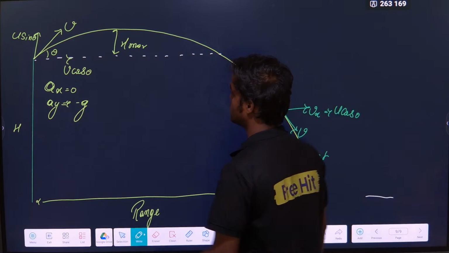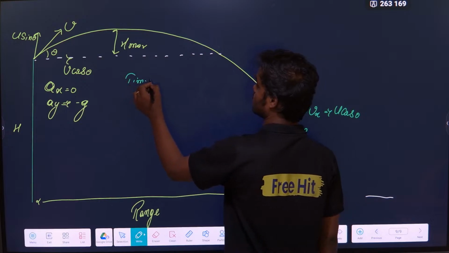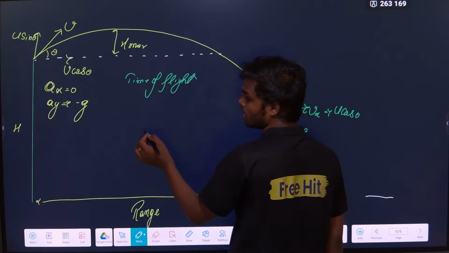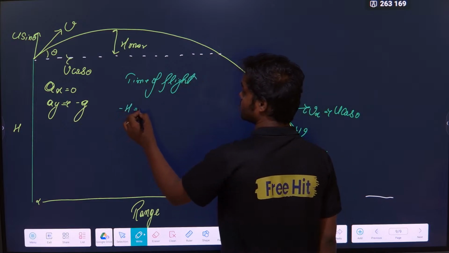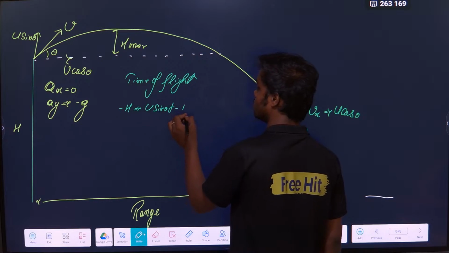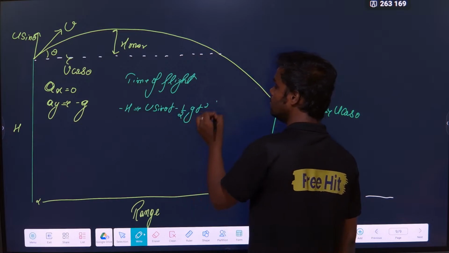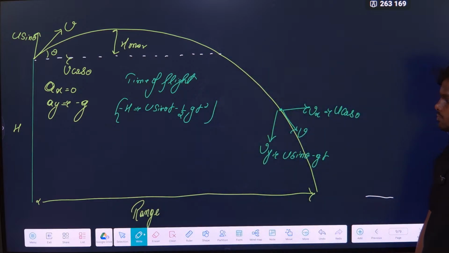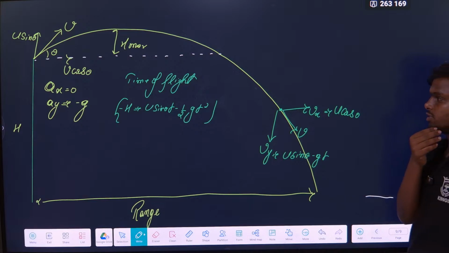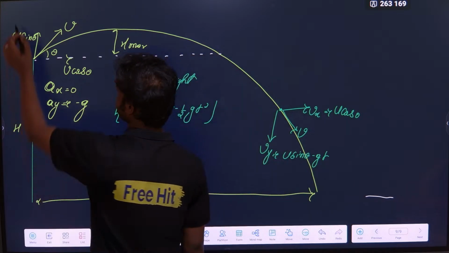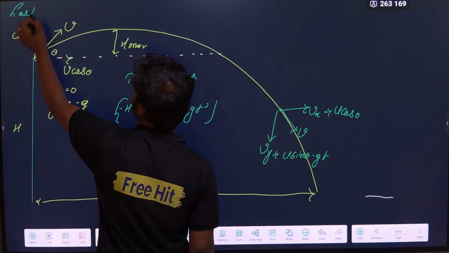Second, if I want to find the time of flight, how to find the time of flight? Time of flight will be given as minus h is equal to u sin theta into t minus half g t square. Here you can find the time of flight also. So these are the different things that can be asked in this, and this is the last case. Okay, last case.